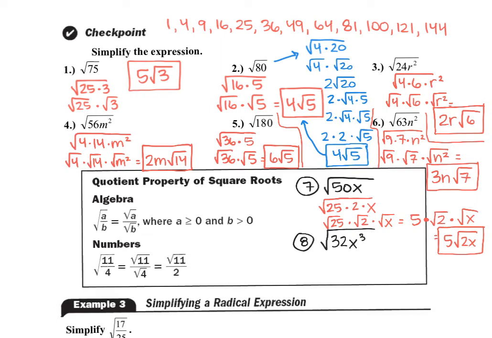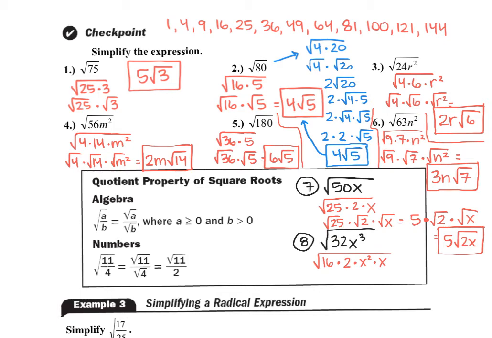Okay, now look at number 8. So 32 I can write as 16 times 2. Now, x to the third power, I'm going to write as x squared times x. And the reason I'm going to do that is an x squared I can pull out. So I want to get something I can pull out. Remember, I want anything that can be pulled out of that radical sign. So I'm going to split that x to the third power into x squared times x.